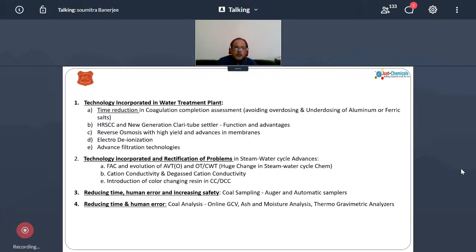and we will discuss why this is to be avoided. The conventional clarifiers have now been replaced by HRSCC and new generation clarifiers, to reduce the capital cost, the area required, and the time required for water clarification. That is a very big achievement in fact, and can even be used for other water treatment sections like municipalities.